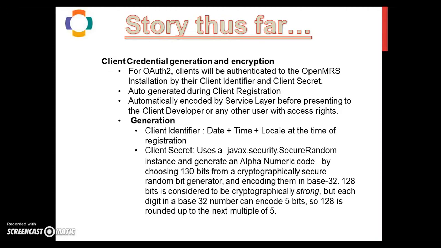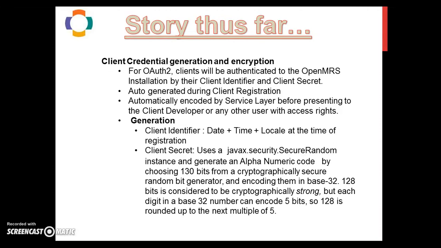For the client credential generation and encryption, as we saw earlier, at the time of registration, Bob was issued a client identifier and a client secret. So the OAuth2 module takes care of this. It will automatically generate the client credentials during the client registration process, and it will automatically encode them. There's a method in the service layer which will encode these client credentials before displaying them to any client developer or any person who has the rights to view them.